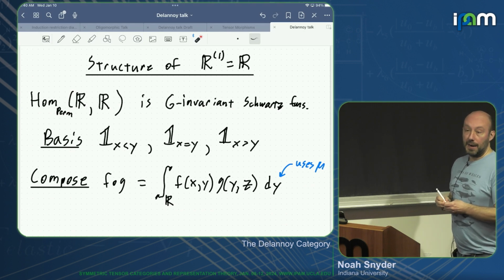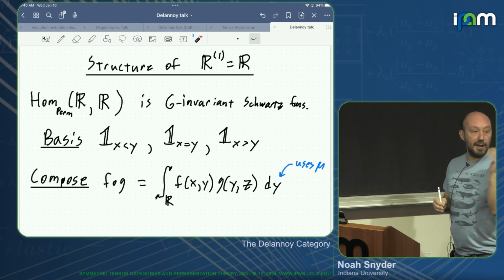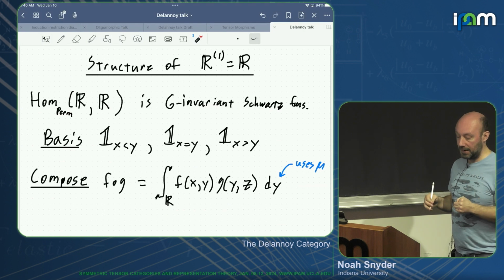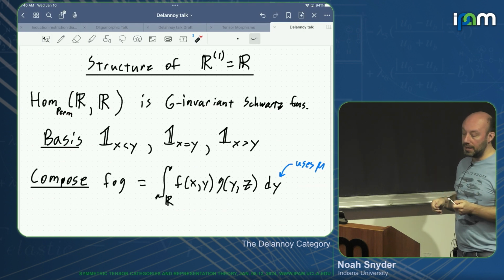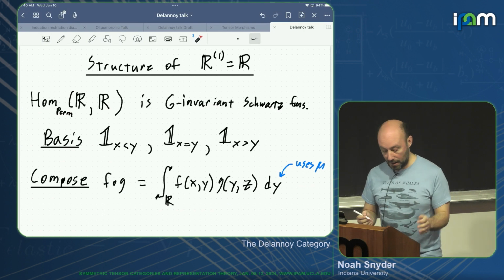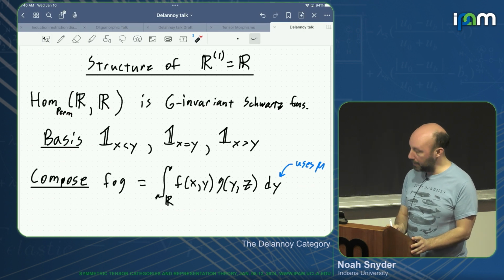on R cross R, right? It's a matrix from R to R. It's a function on R cross R that's supposed to be G invariant. Now, what are the things you can do that are G invariant? Well, essentially everything is going to be a sum of three things.